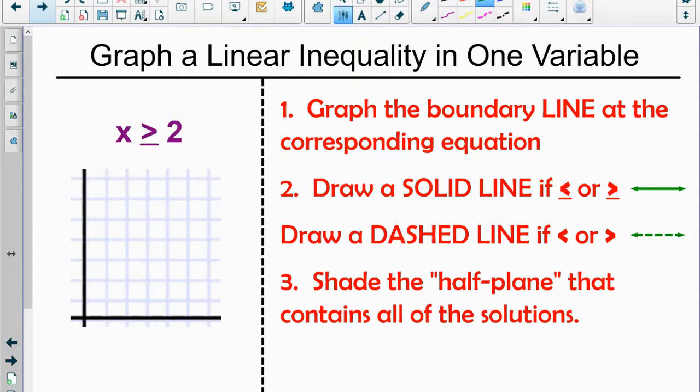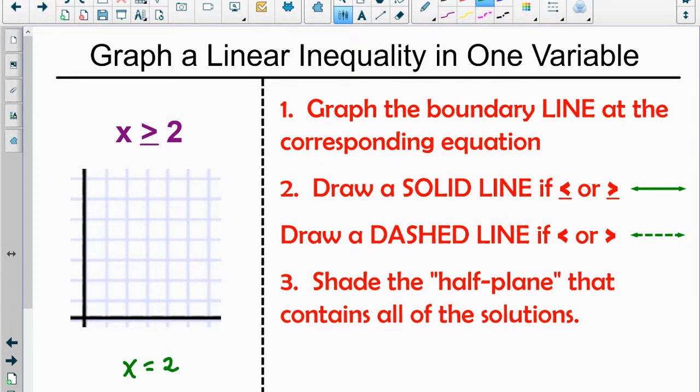And here are our 3 steps. First, we graph the boundary line of the corresponding equation. So in our example that we just looked at, x is greater than or equal to 2, we would want to graph a boundary line at x equals 2.